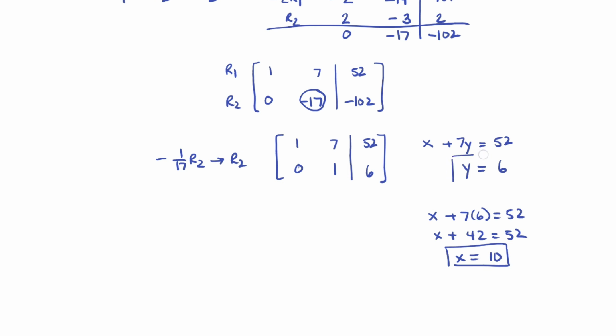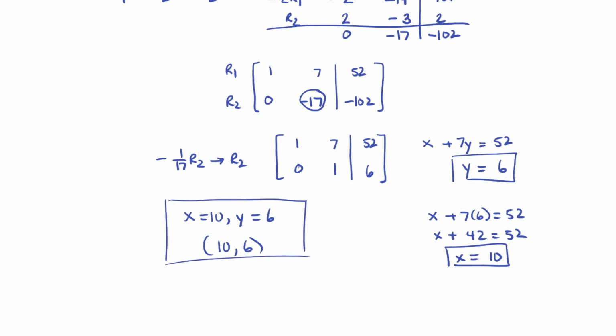So there is a solution to our system. Again, we can write it as x equals 10, y equals 6, or in ordered pair form, (10, 6). And that is our solution using Gaussian elimination.